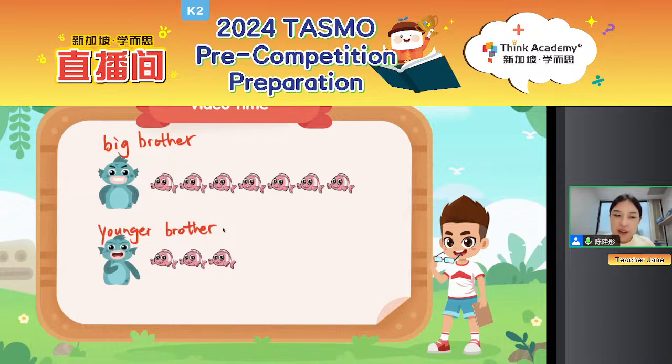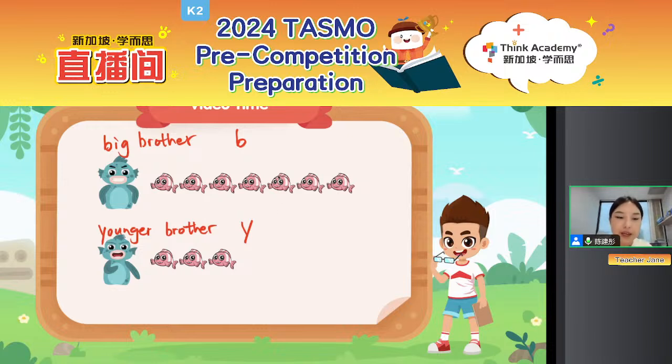Okay, everyone, the first way is that probably we can give them more fishes, right? So who needs more fishes? If you think the big brother should have more, you can type B in the chat box. If you think the younger brother needs more, you can type Y in the chat box. Equal means the same. Each group will have the same amount, okay?